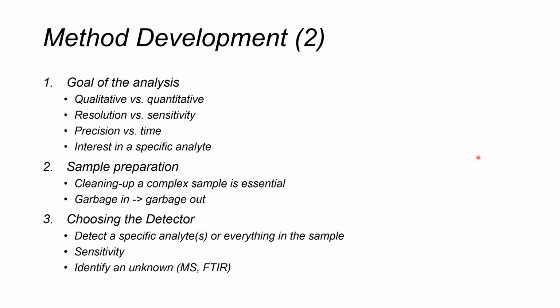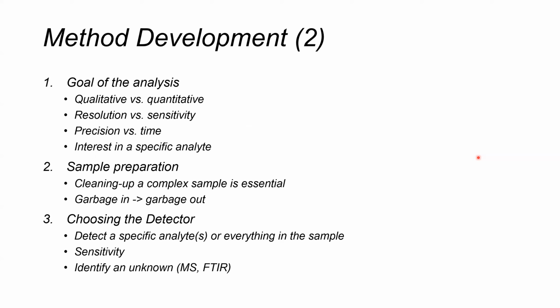So the goal of the analysis is: what do we want? Do we want qualitative analysis? Do we want to know what's in there? Or do we want to know how much of something is in there? The resolution versus sensitivity: do we want well-resolved peaks, or do we want to be able to detect really small quantities of something? Precision versus time: how much time do we have to do this measurement? Because ultimately time is money. The longer we spend on one analysis, the less time we have for other analyses. And that can be problematic in a busy lab, whether that be a research lab or industrial lab. And then, of course, what is our interest in the specific analyte?